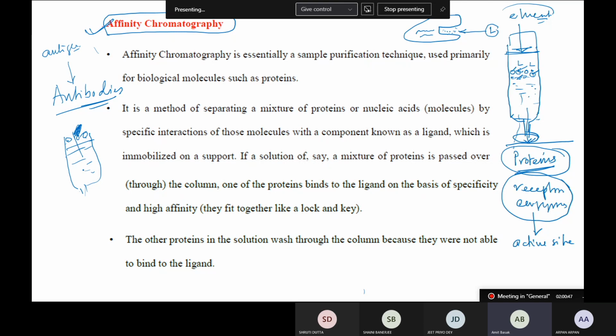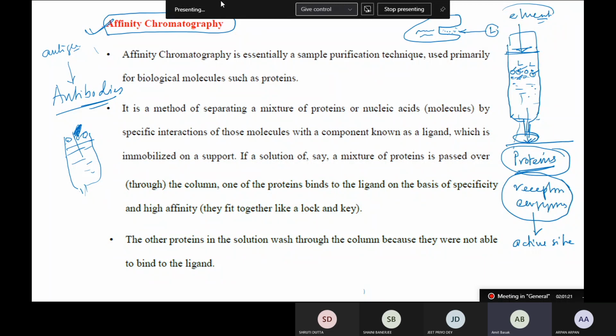Okay, so there are many ways of deciding what you should attach to the gel. Okay, it could be an antibody, it could be an antigen. If you are isolating an antigen, then it is to be an antibody. If you are isolating an antibody, then it should be an antigen. If you are isolating an enzyme, then it should be the substrate of the enzyme. So lots of possibilities here. So it has a huge scope, this affinity chromatography, right?